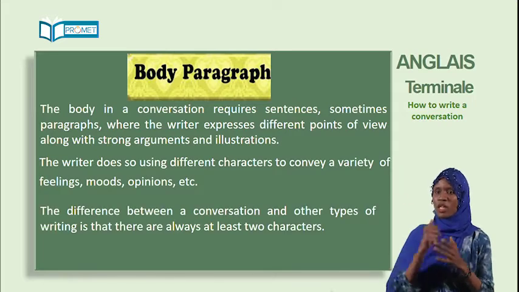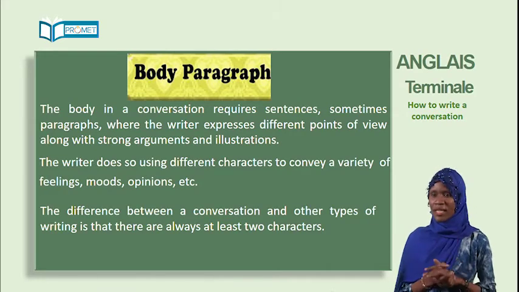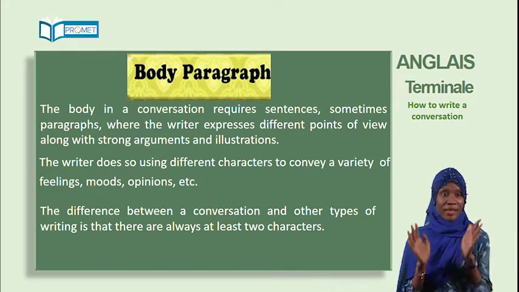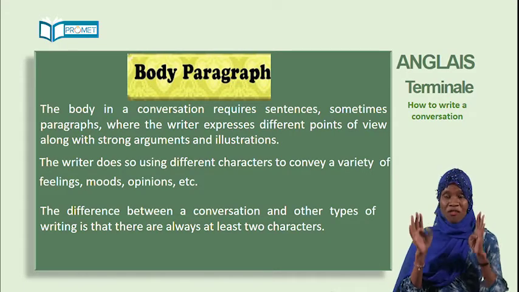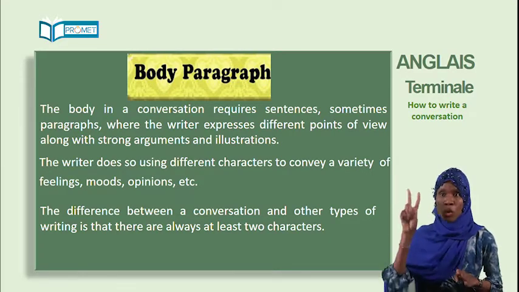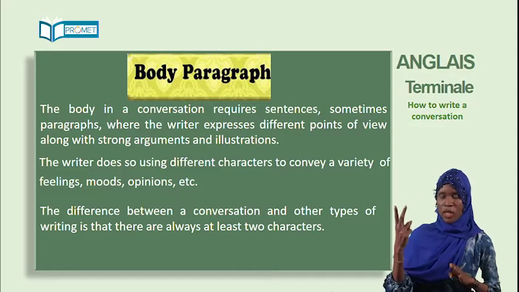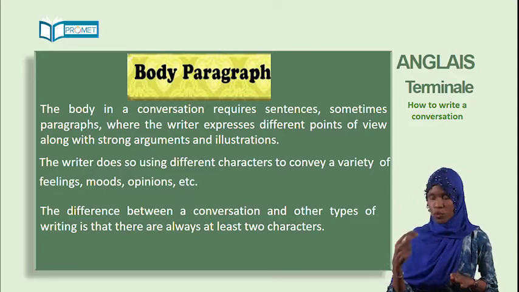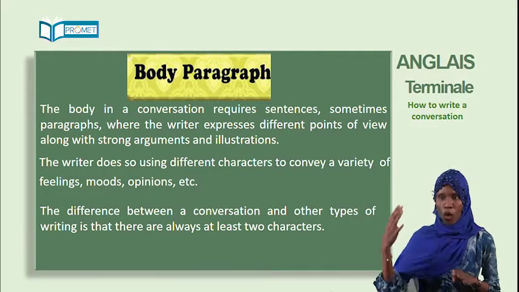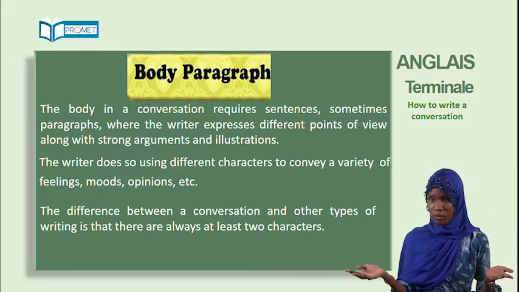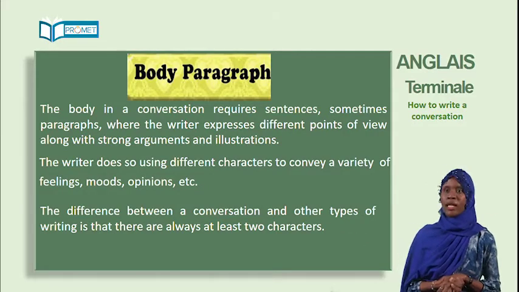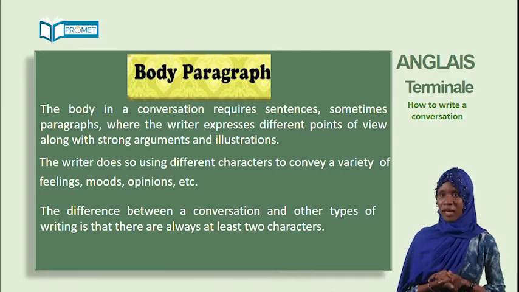So, the difference between a conversation and other types of writing is that there are always at least 2 characters. As I said right in the beginning, whenever you have to write a conversation, you need at least 2 characters. So we count starting by 2. So 2, 3, 4, 5, etc. We can have several persons in a conversation. Okay? Great. Now, we're still in the body paragraph.